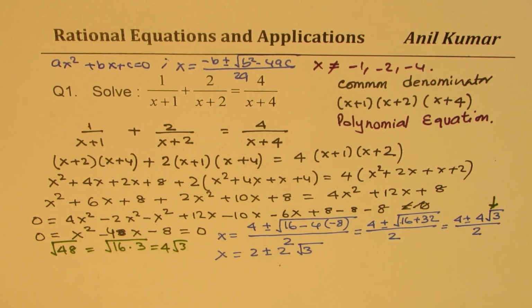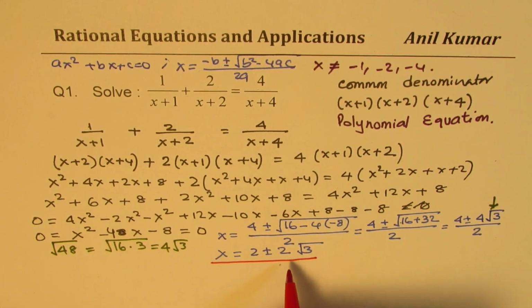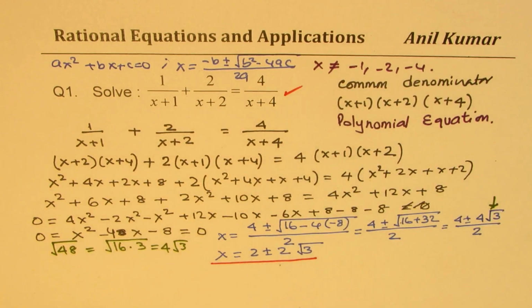So we get two solutions for the given situation, and you can see this is not one of our restrictions, so that becomes the solution for the given equation. Perfect. So that is how you're going to solve it. Now let's take question number 2.